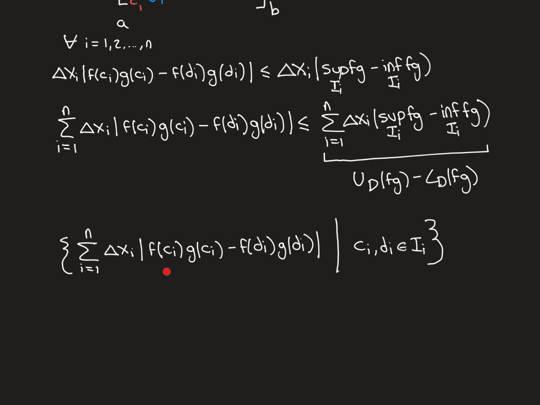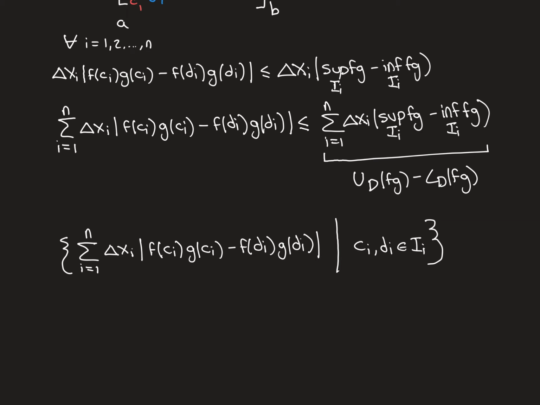Now, what can I say about this set? Well, I can say that for every single thing inside this set, this value, the upper Riemann sum minus the lower Riemann sum, is greater than or equal to it, because this inequality holds true for all possible C sequences of points and D sequences of points. So everything inside this set is going to be less than or equal to this value. Hence, this value is an upper bound for this set.